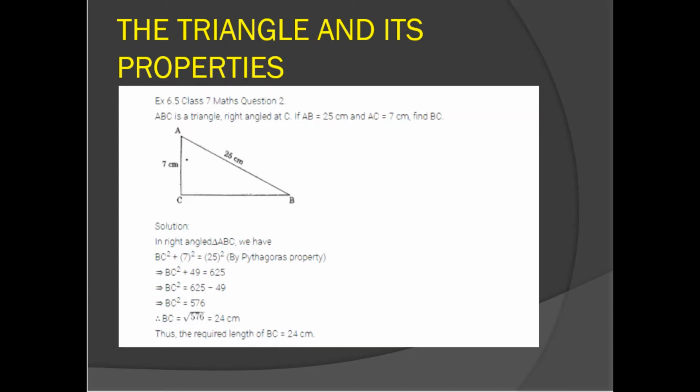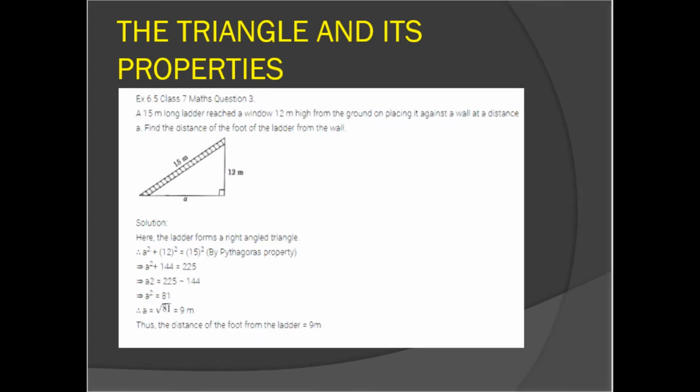So BC square plus 49 equal to 625. So BC square is equal to 625 minus 49, equal to 576. So BC equal to under root 576, which is equal to 24 centimeter. This is the required length of BC. Moving to question number 3.